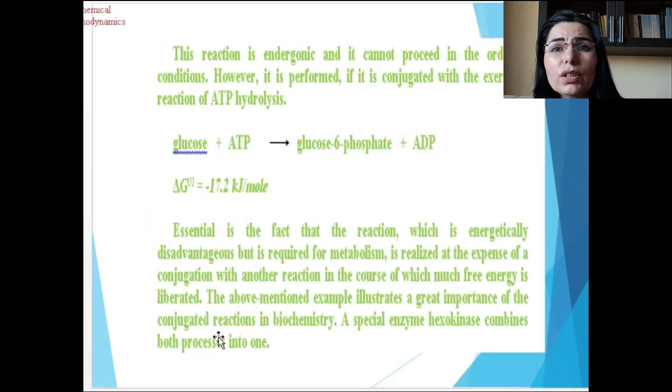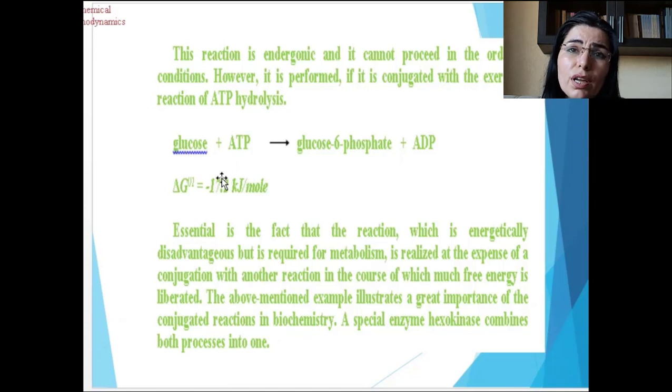The reaction is endergonic and it cannot proceed in the ordinary conditions. However, it's performed if it's conjugated with the exergonic reaction of ATP hydrolysis. And essential is the fact that the reaction, which is energetically disadvantageous, but is required for metabolism, is realized at the expense of a conjugation with another reaction, in the course of which much free energy is liberated.